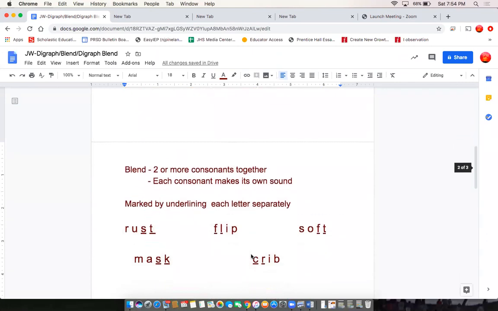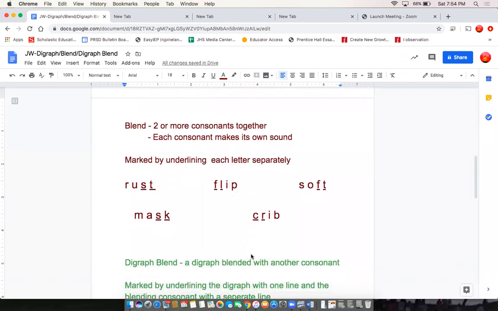Scrolling down, we're going to move on to blends. A blend is when you have two or more consonants together in a row, meaning there's not a vowel separating them. In case you forgot, A, E, I, O, and U are your vowels, and all the other letters are consonants. So if you have two or three of those other letters together, that makes a blend.